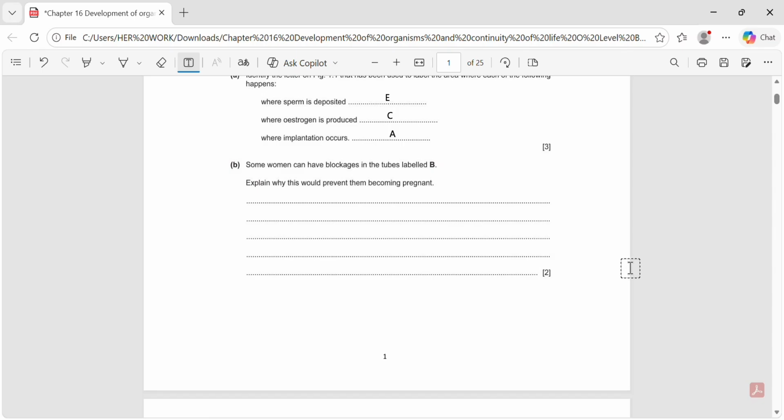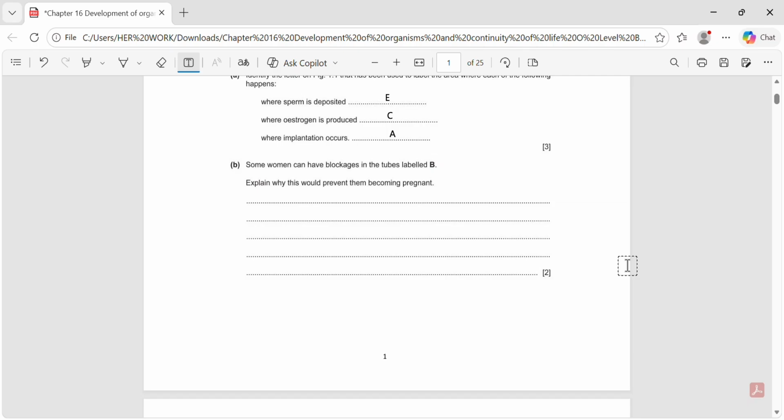Moving on, in the next part it says, some women can have blockages in the tubes labeled B, and the question they ask is, explain why this would prevent them becoming pregnant. In simple words, this is asking us to explain the role of these tubes and why a blockage in them stops pregnancy from happening. We already know that the tubes labeled B are the fallopian tubes, which are very important because they are the pathway where the sperm travels to meet the egg.